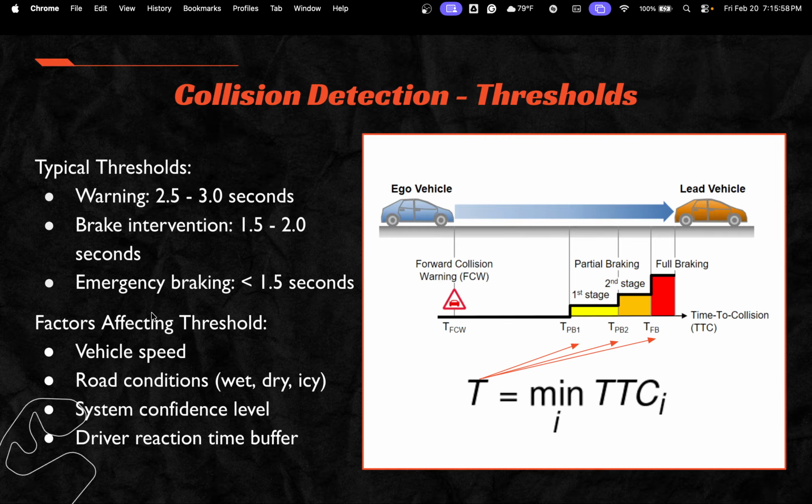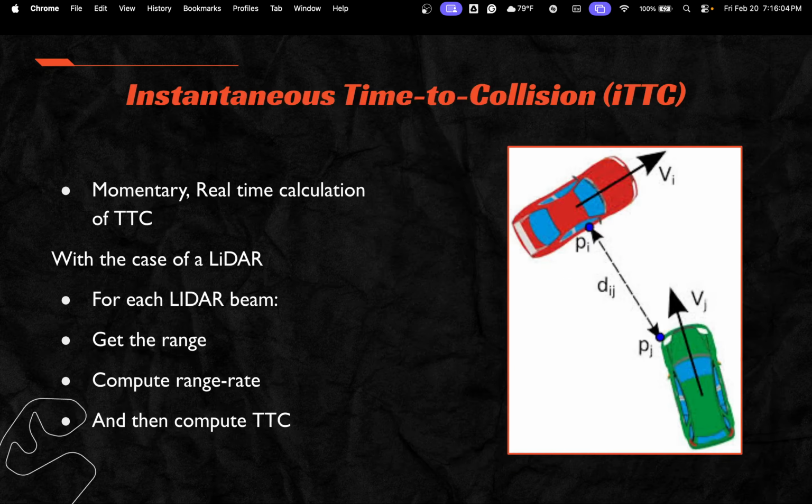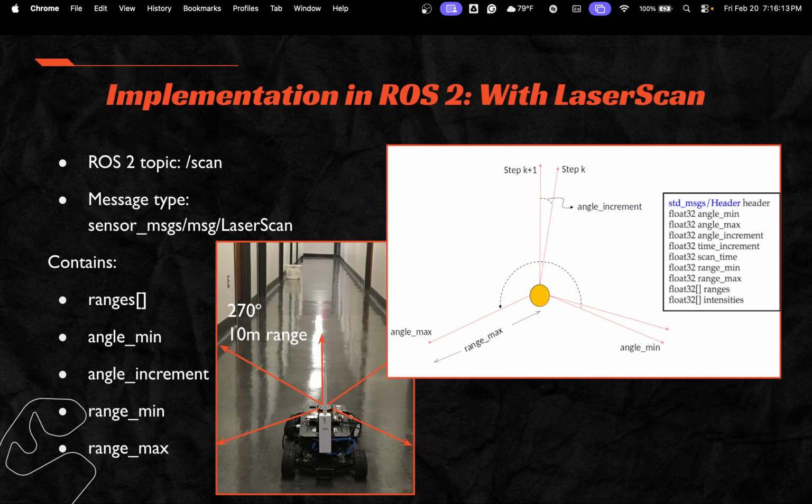So a bunch of things can affect it, such as the vehicle speed, how slippery the road is, all of that. And we'll be using a LiDAR for our situation, and this is the basics of how the LiDAR itself works. Once you connect it and you're trying to read the LiDAR data, which is published on scan, you should get these numbers.